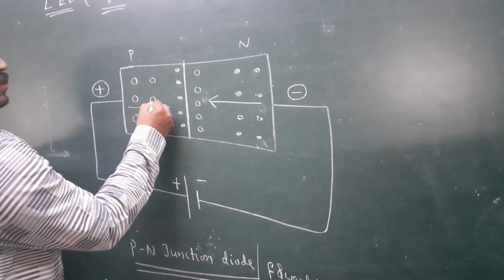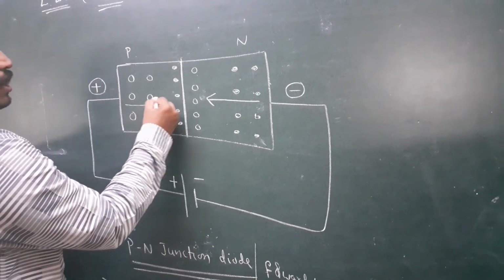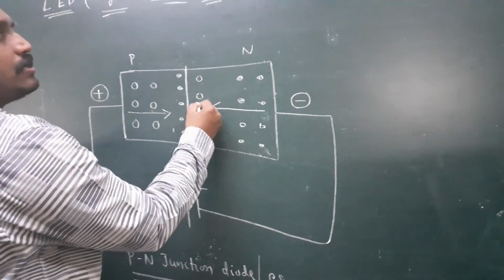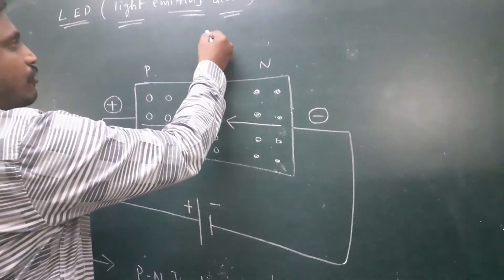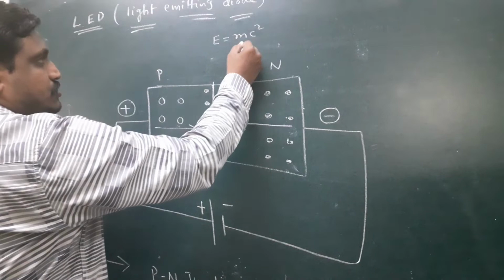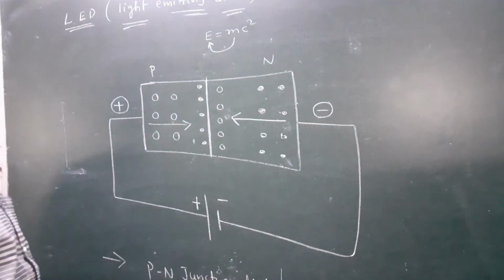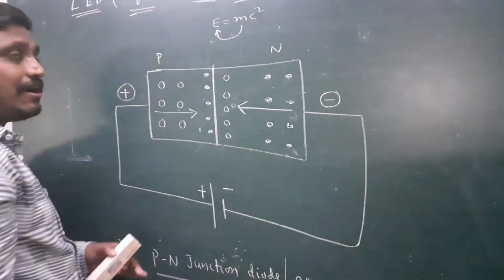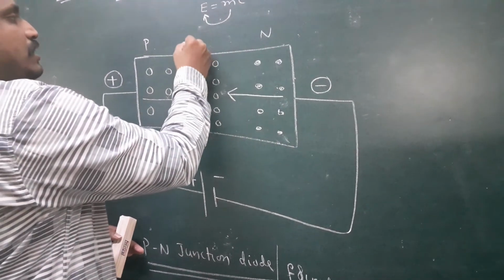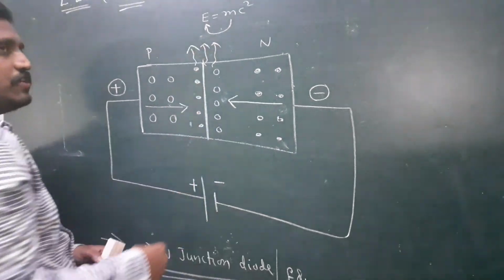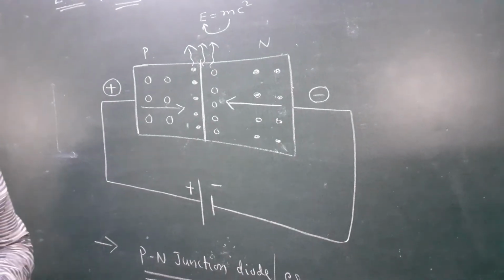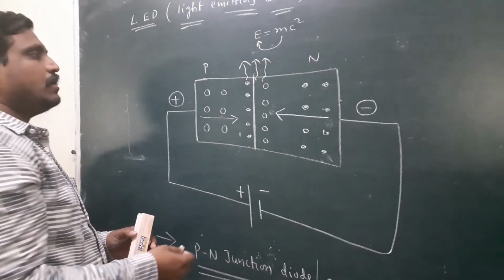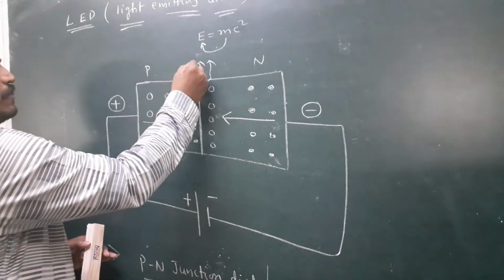Once again I repeat, this hole combines with a minority charge carrier, and this electron combines with minority charge carriers. Combined means, according to Einstein's equation E equals mc squared, mass will be converted into energy. That means minority and majority charge carriers combine at the junction and release energy. What is the Einstein equation? E equals mc squared. That means mass will be converted into energy.